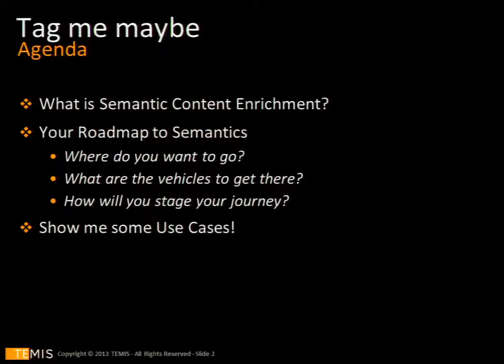So that's really part one of my talk, and then I'll try to explain how to get there, right? I call this your roadmap to semantics. It's a bit ambitious, but the idea is to define where you want to go, so which type of features you want to implement, and those features, of course, are semantically enabled; which techniques you can use to deploy those features to get there; and then, of course, how you define and stage your journey towards the realization of those features.